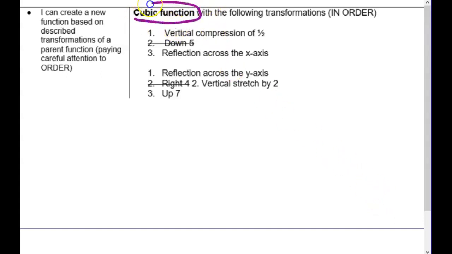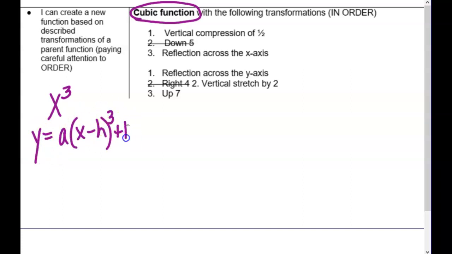This says a cubic function, which would be an x cubed. Everybody good? Or it would also look like this. Okay, just so you're thinking about where those things would go. Vertical compression of 1/2 would be on the x cubed, right? That's the a value, that's vertical outside here. Reflect across the x-axis just means it's upside down. So we'd put a negative on there and be done.